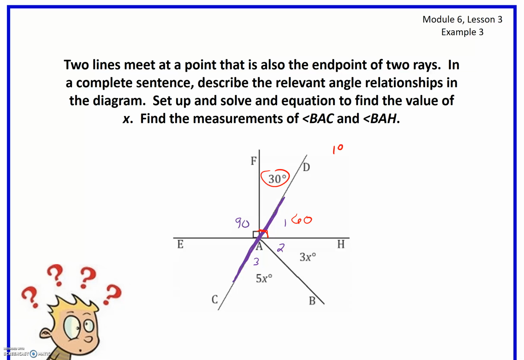Now we know that the sum of this line, I'll change back to purple so you know we're talking about the purple line, the sum of this purple line is 180 degrees, and those three angles are 60, 3x, and 5x. So combine like terms, we have 8x. Subtract 60 from both sides to get 120 equals 8x. Divide by 8, x equals 15.